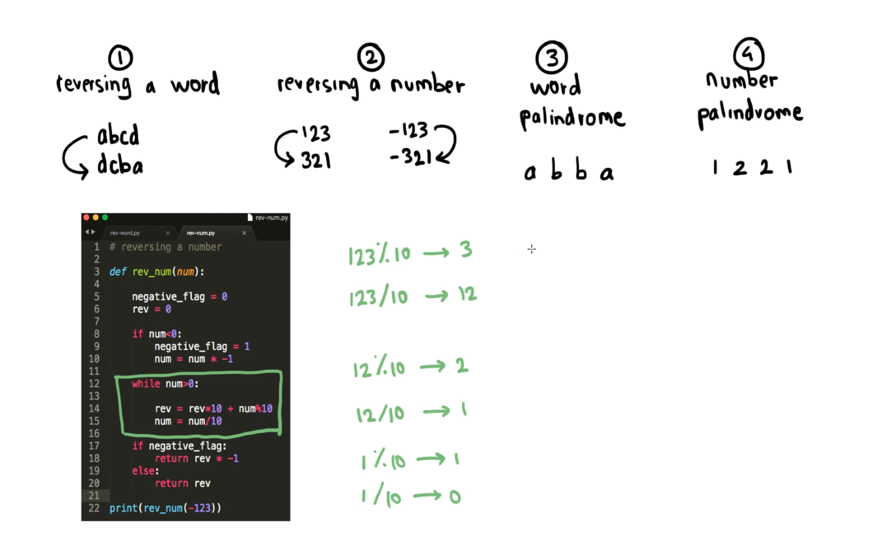Okay, so once we break this down into 3, 2 and 1, we can rearrange this into 321, right? And the second logic for this is to just simply multiply this with 10 in each iteration. So this is the first iteration, second one and third one.